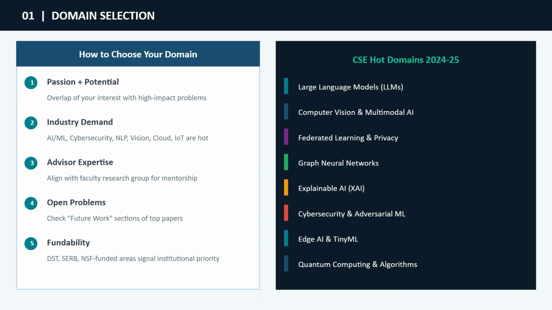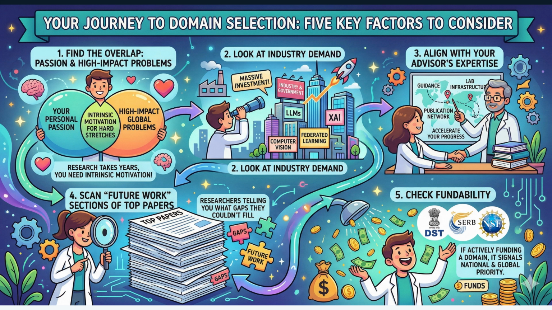Then again, one parameter that you can look at is fundability. If DST, SERB, or anybody is floating an area for research, if they are giving certain thrust topics, then that could be one topic that you can choose as your domain to be able to go for further publishable work.